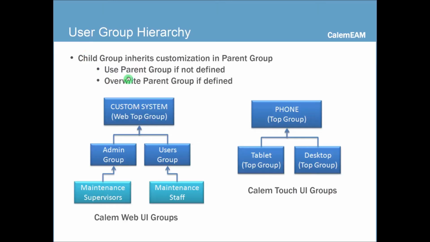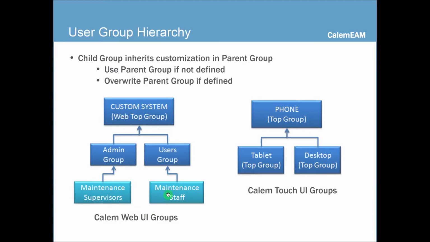So let's see the group hierarchy. A child group can inherit customization in the parent group. If customization is not defined at a child group, it uses the one defined in the parent group. If it's defined in the child group, it overrides the parent group.